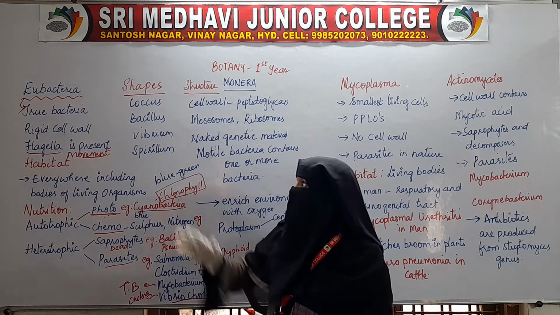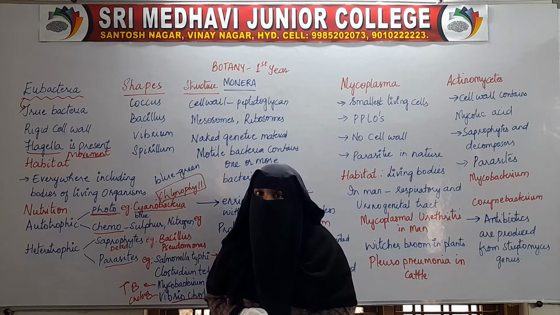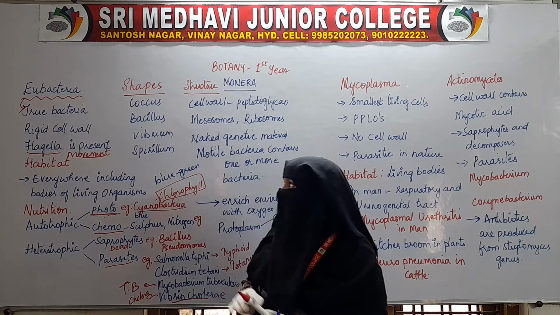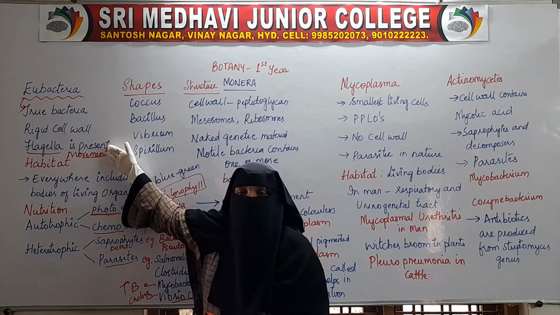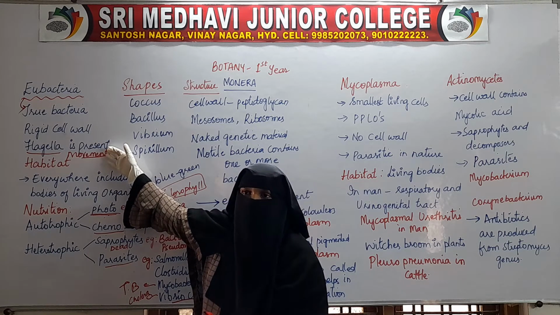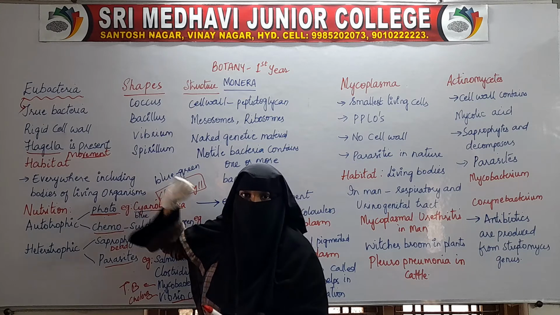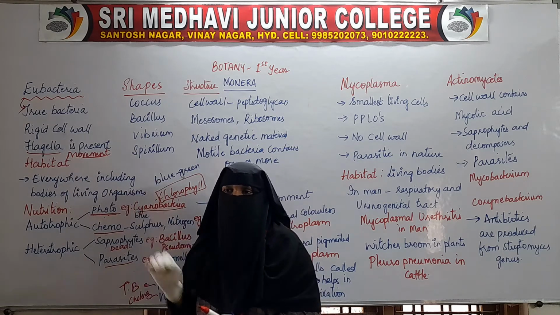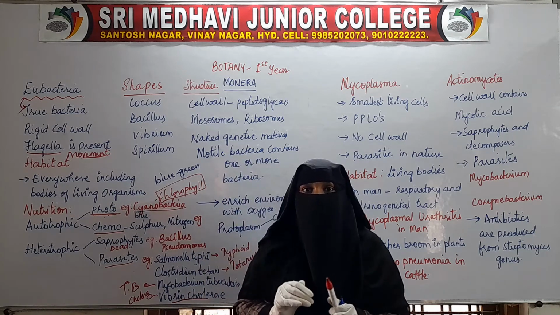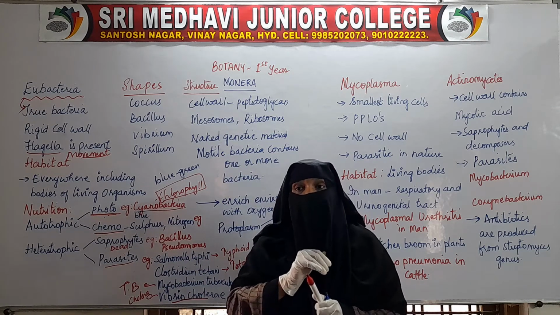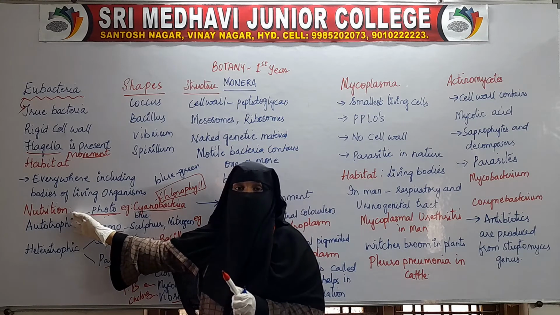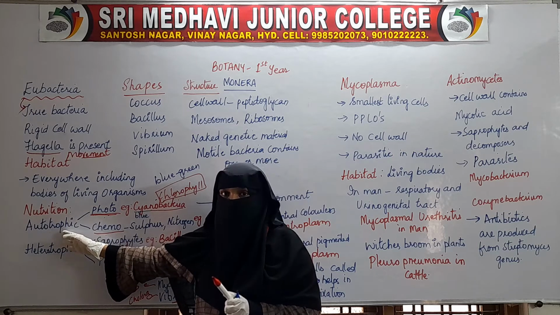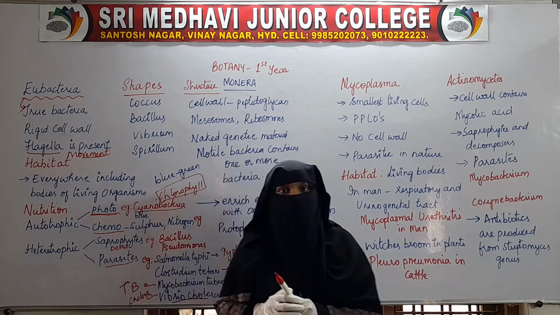So if we summarize it, Eubacteria are the true bacteria which show the exact characteristics of the prokaryotic cell. The cell wall is rigid, and flagella are present, which help in movement of the bacteria from one place to another. As for habitat, they are found everywhere, in normal environmental conditions. Now the mode of nutrition, how they procure food: some of them are autotrophic and some are heterotrophic.